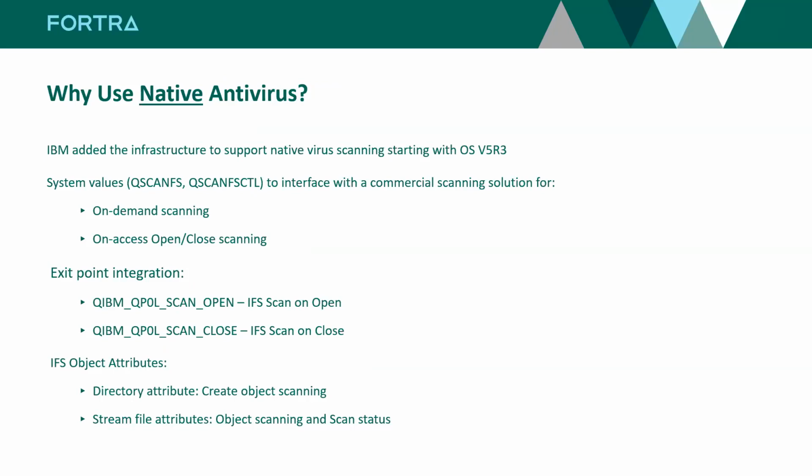So using native antivirus is a critical part of this. Of course, I mentioned that IBM added native support for the system starting at V5R3, so what was added is really integrated into the system. We've got system values that allow you to interface with commercial scanning solutions, providing the ability for on-demand scanning through batch jobs, but also on-access scanning on open and close, giving you control over how that's going to behave and what's going to be scanned.